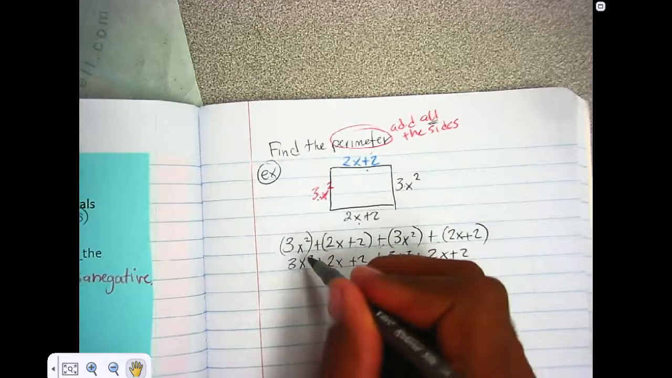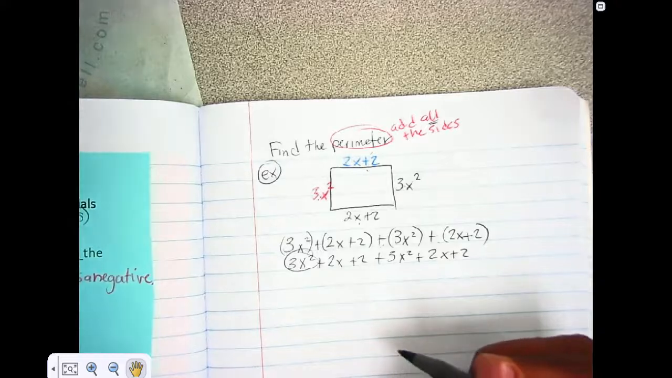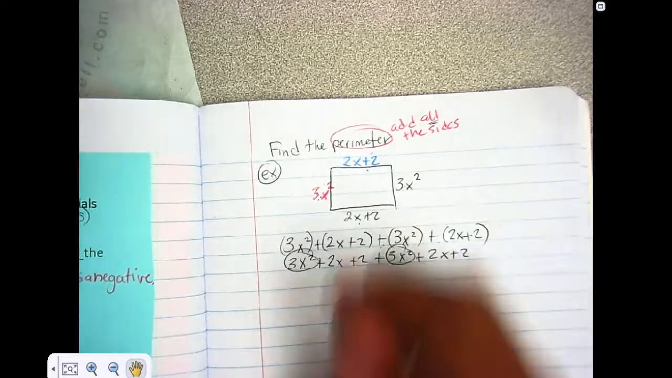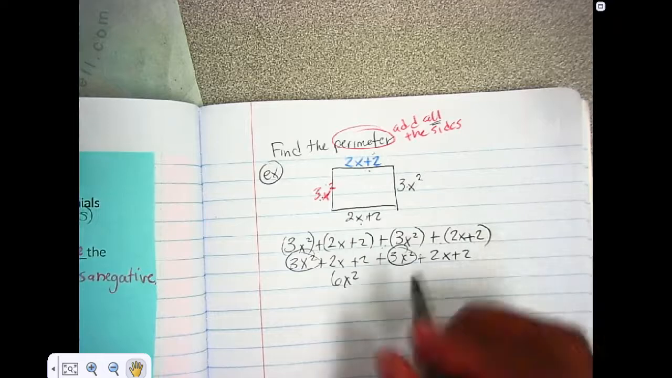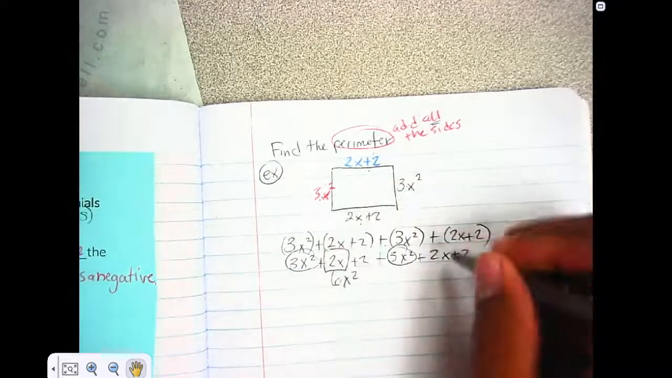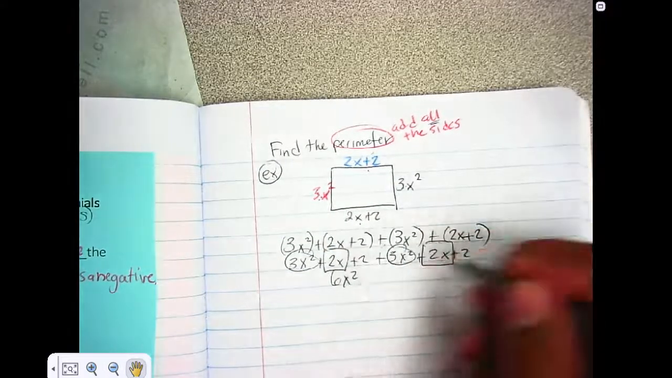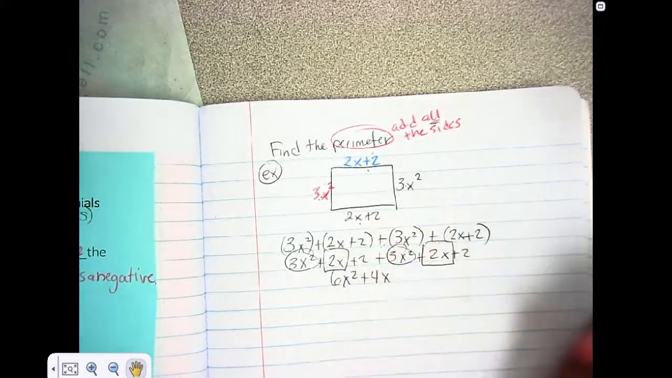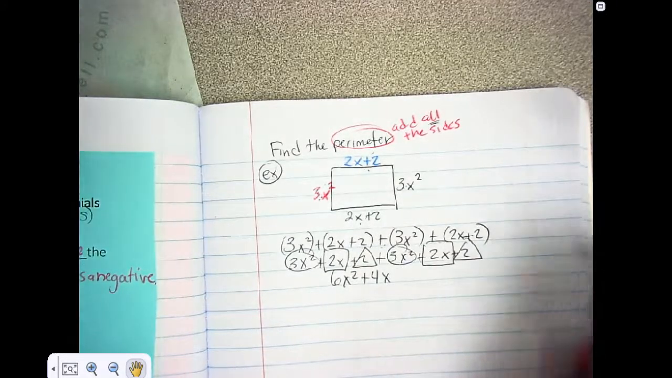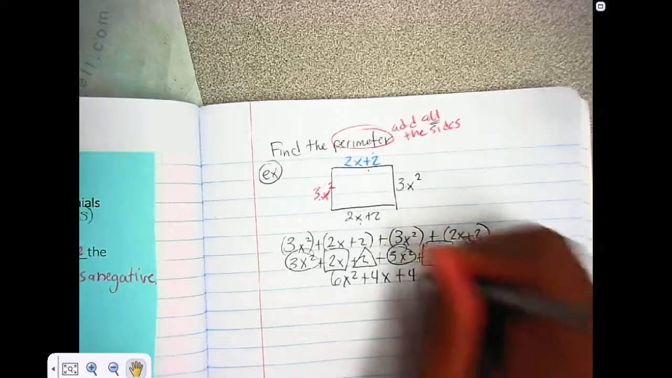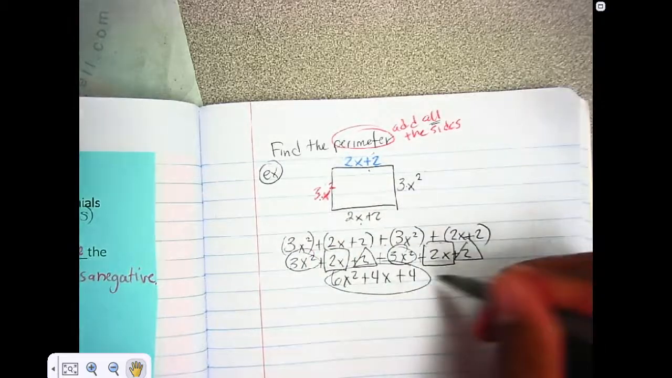Now, combine like terms: 3x squared, those are the same, and remember they go first, so 6x squared. Then 2x and 2x, that's going to make 4x. And then our last term, or constant, 2 plus 2 is 4. That is the perimeter.